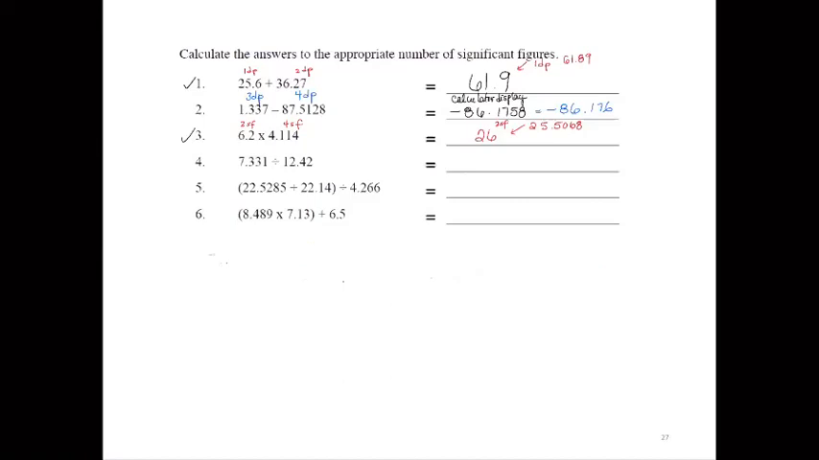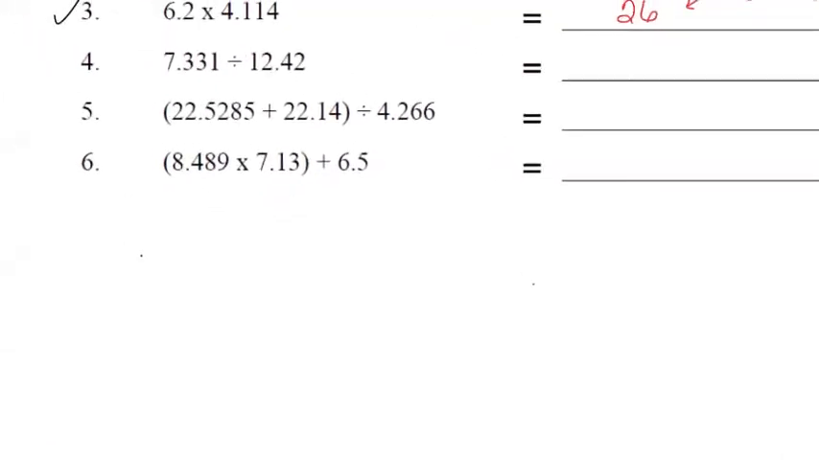Well, this is the way that we tackle them. So as an example, I'm going to do problem 5 for you guys, okay? So let me transfer problem 5. So in problem 5, we see that we have something inside of the parentheses and something outside of the parentheses, okay? So let me just transfer it. I write 22.5285 plus 22.14, close the parentheses, divided by 4.266, okay?